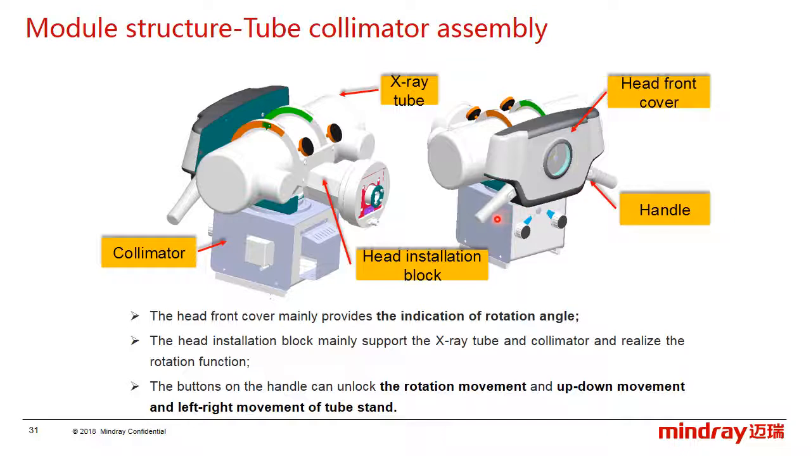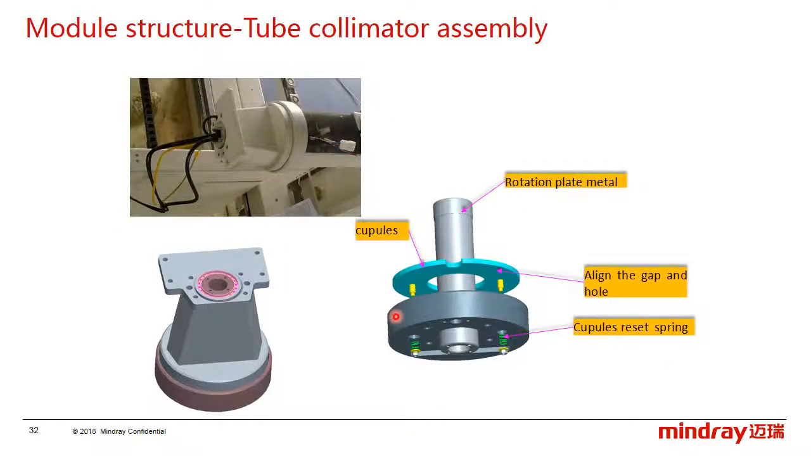On the handles, there are two buttons which can unlock the rotation movement, the up and down movement, and the left-right movement of the tube. In the head installation block is a circle electromagnet. While the system is powered on, the electromagnet is activated and the coupler will pull in the electromagnet to achieve the brake function.